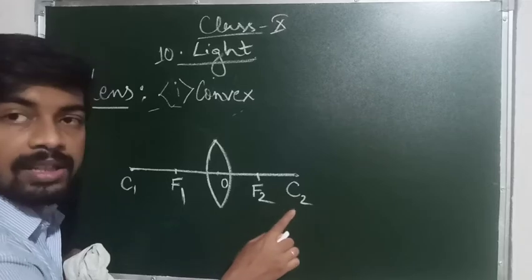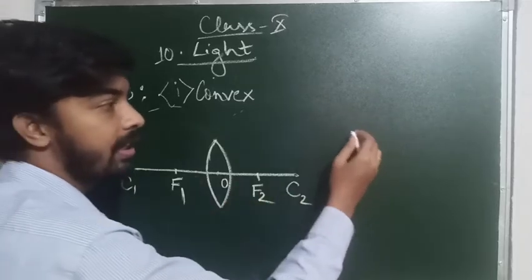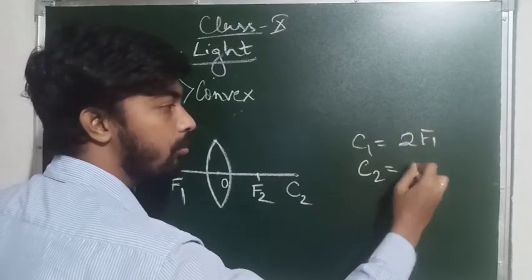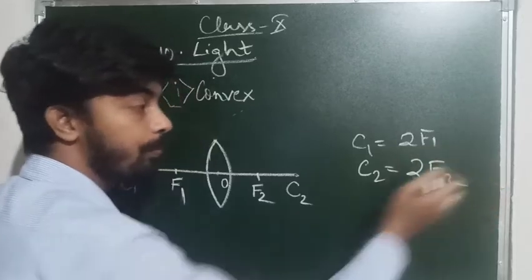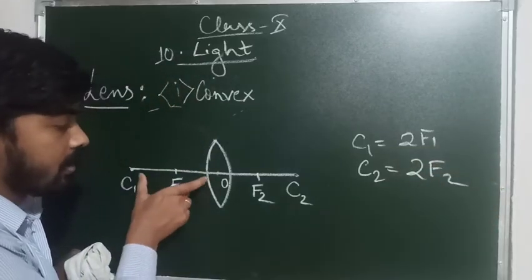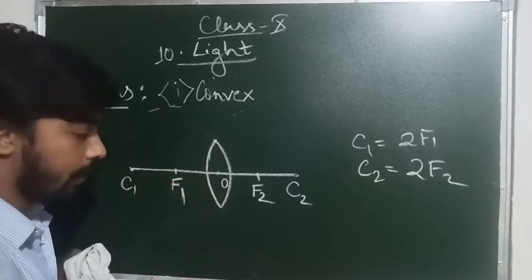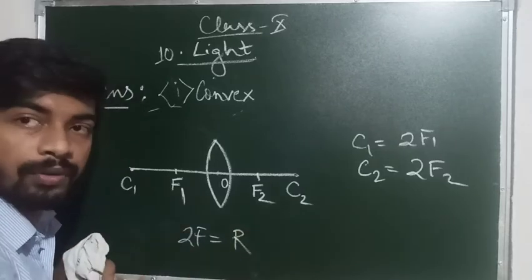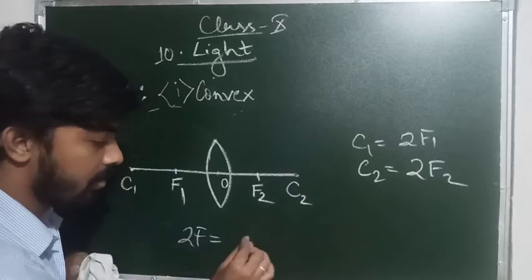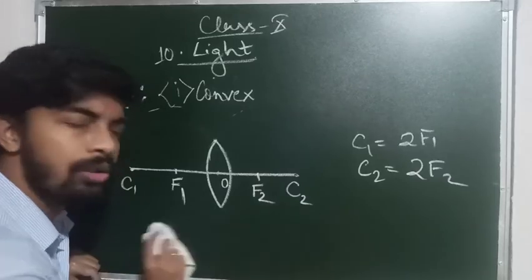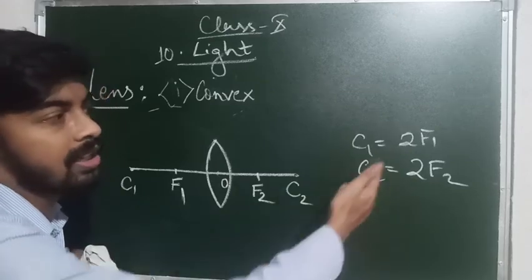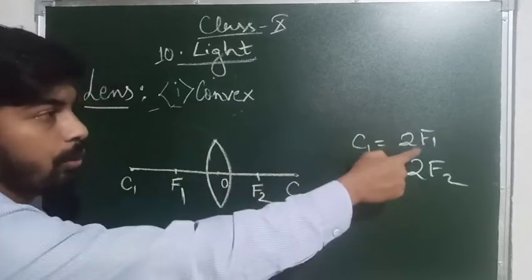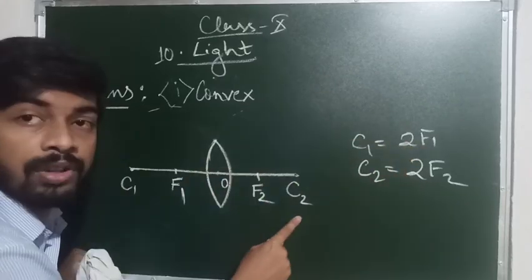In some books, center of curvature 1 and 2 can be written as 2f1 and 2f2, because we know twice the focal length is equal to the radius of curvature, 2f equals r, which is actually the center of curvature. So this can be written as C. Instead of writing C1 or C2, in some books you can see 2f1, 2f2; don't be confused with that. It is the same thing: 2f1 means center of curvature 1, and 2f2 means center of curvature number 2.